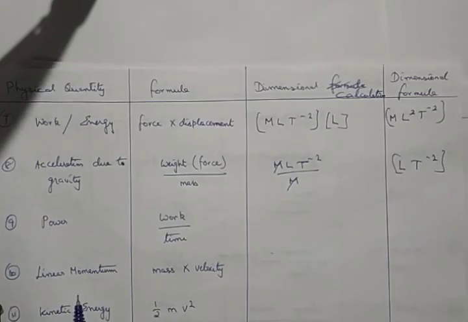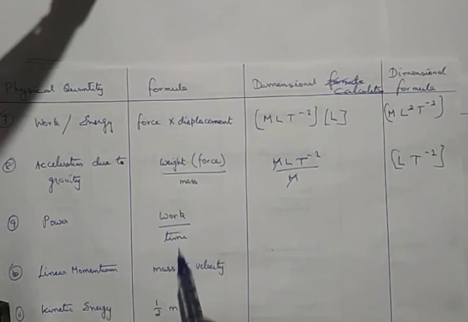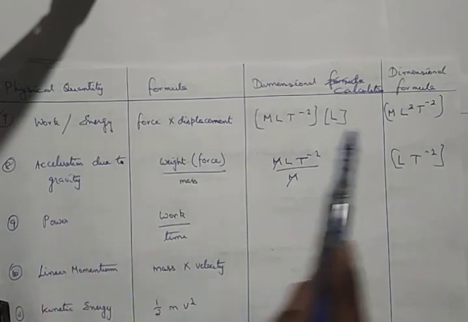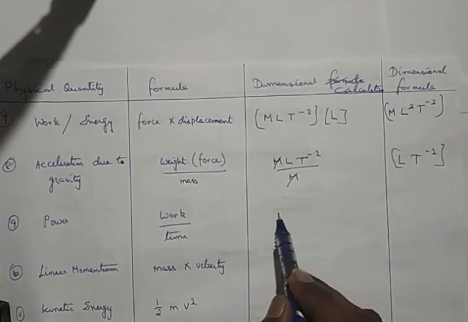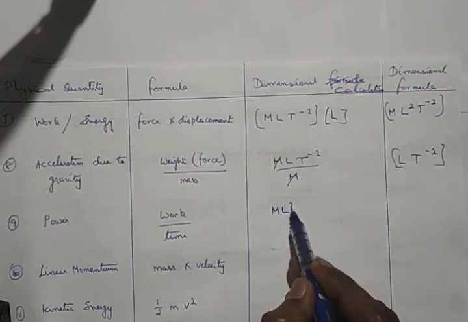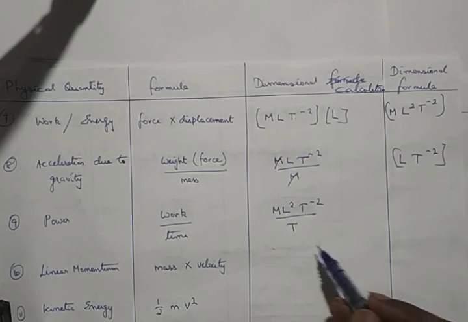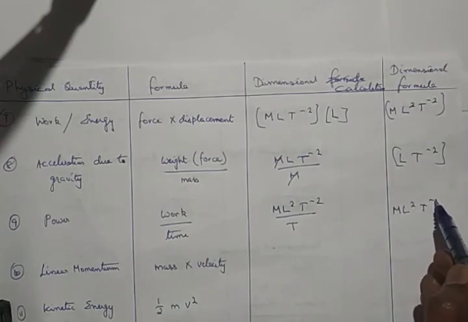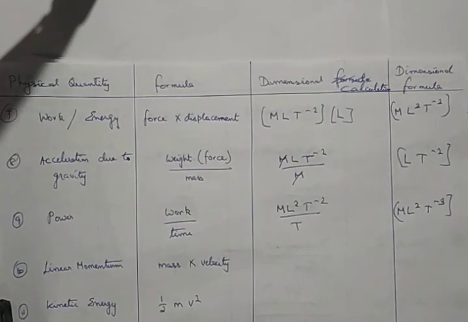That is the same thing for acceleration also. The next one is power, work upon time. Work, otherwise it's energy, ML2T minus 2. This is also something to be remembered. It will be coming time and again, ML2T minus 2 upon T. Now this one also will go up, so you get here ML2T minus 3. So that's going to be the dimension formula for power.